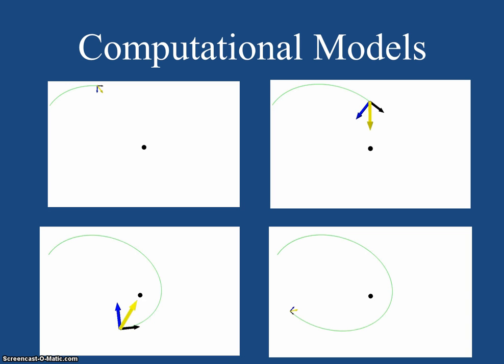Here is a short sequence of the computational model displaying the orbit of the star around the black hole. As you can see, as the star gets closer to the black hole during its orbit, the force becomes larger, as shown in the increase of the size of the arrows.